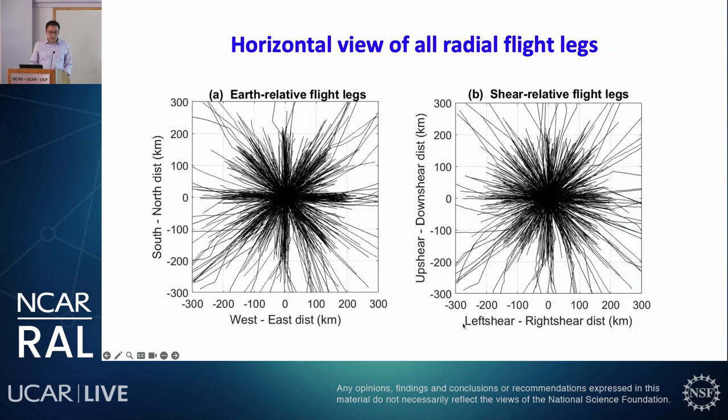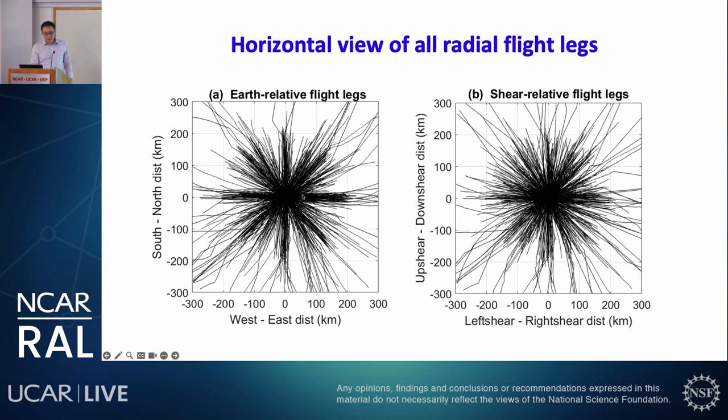And this is a horizontal view of all the legs, all the radial legs. There's a lot of flights. So the left is the Earth relative, and the right is the shear relative. I plotted the horizontal map because from now on, the figures I'm going to show are at the azimuthal average. So we want to make sure we don't miss certain quadrants.